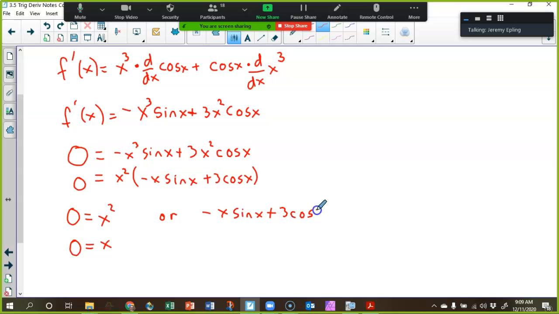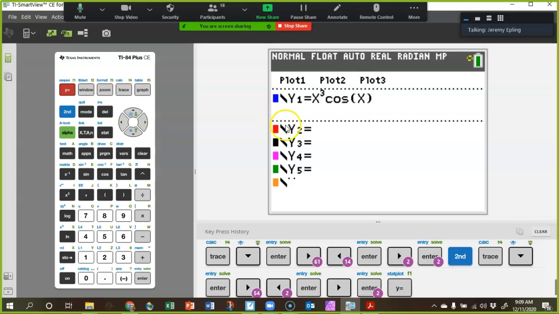And I actually think this second piece might have the most important skill in this entire problem. And that skill is you need to recognize you need this little tool. You need a calculator. And you need to know when you need a calculator to solve. You solved lots of trig equations without a calculator, but not trig equations that also have an x in them. So we need our calculator.